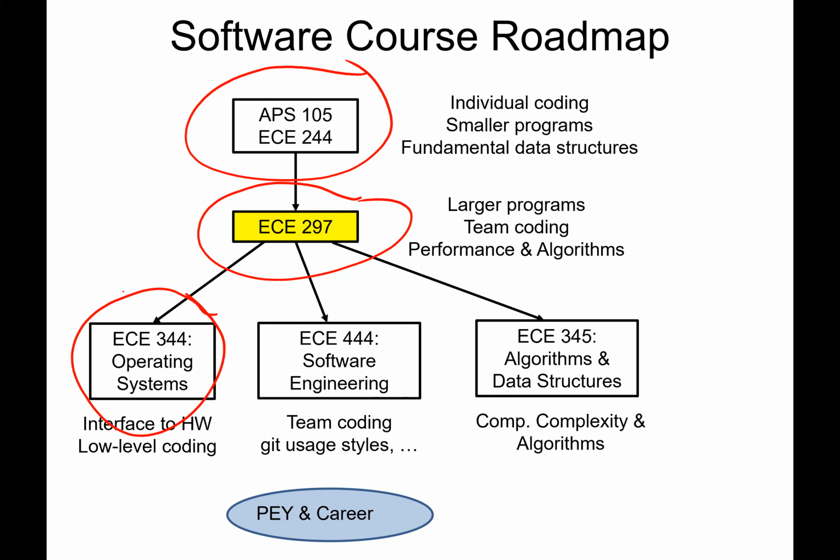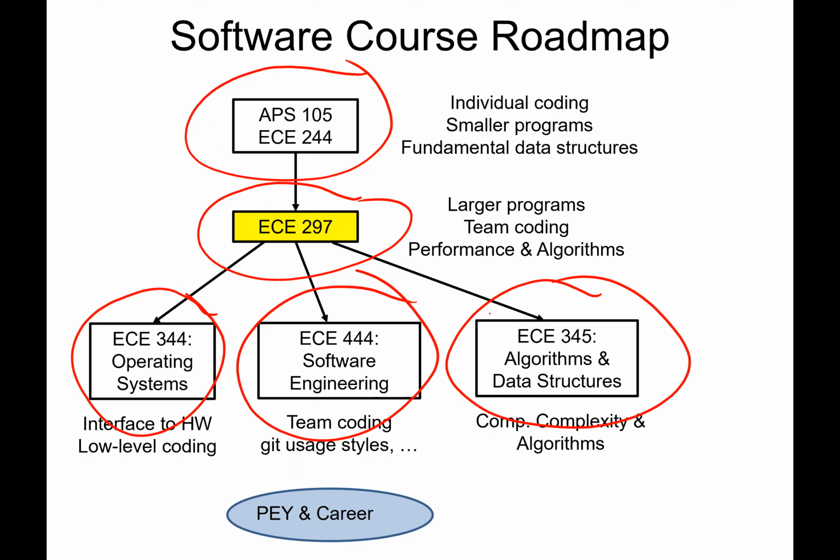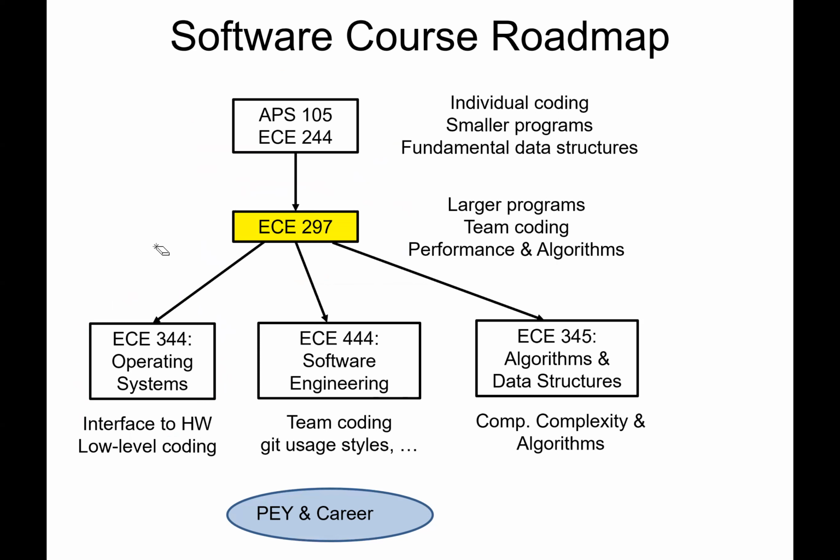ECE 344 teaches you how software interfaces to hardware. So how do operating systems work? The really low-level code. ECE 444 teaches you more about how to code in a team, how to complete large projects, how to use Git in different ways, how to collaborate as a team in different ways. And ECE 345 is all about algorithms and data structures. There's no coding right now, but it basically goes through analyzing different data structures, different algorithms to see what'll be fast. And you're going to use all these skills in your PEY and career.